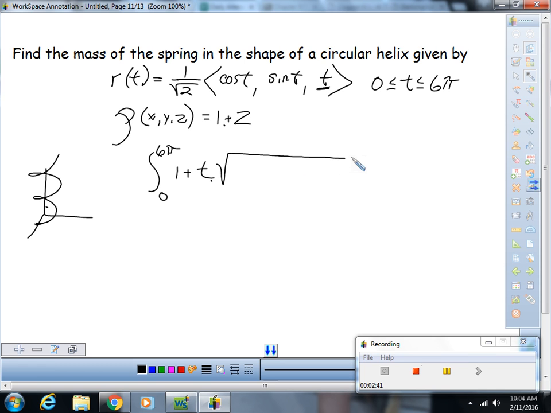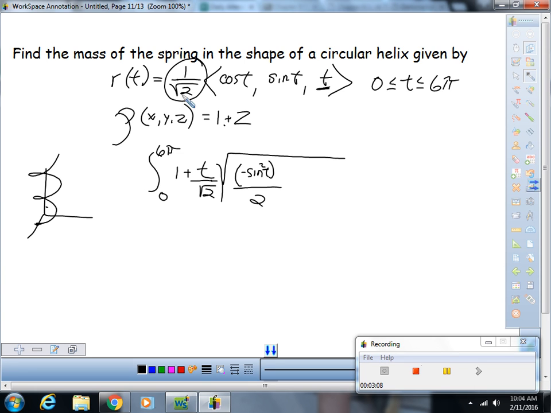Oh, you're right. That's t over radical 2. Thank you. I even said that when I wrote that down that I was going to forget that. And I did. Okay? So 1 plus t over radical 2 times... Okay, so x equals cosine of t. So what's dx dt? Negative sine t times t over radical 2, right? Because of this, again.